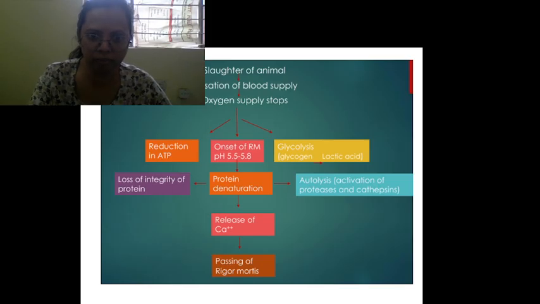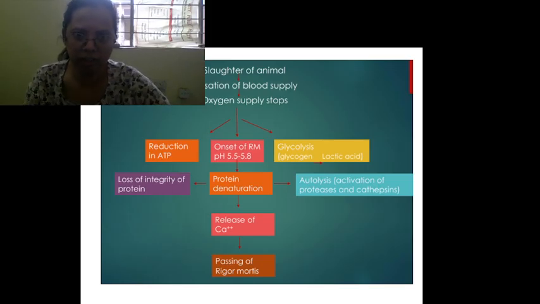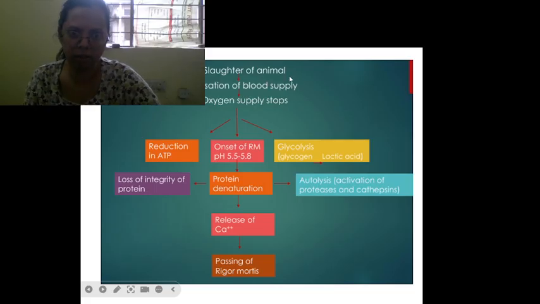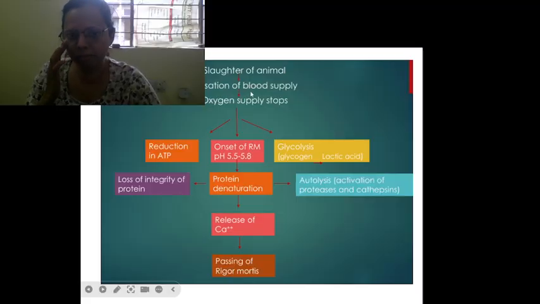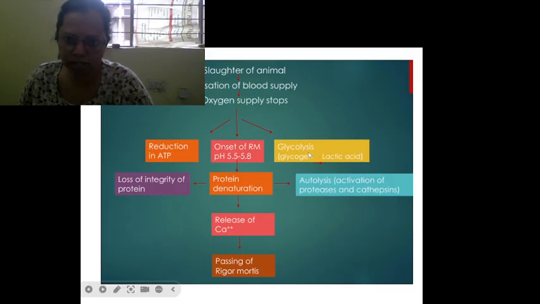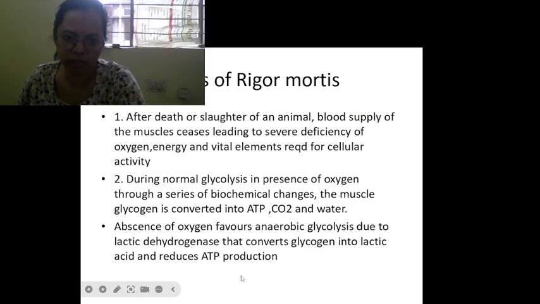So here you can see what happens. Slaughter happens, blood supply stops and oxygen supply stops, due to which ATP reduces and anaerobic glycolysis happens. Glycogen is not converted to ATP, carbon dioxide and water. It is converted to lactic acid, and this reduces the pH. The pH becomes 5.5 to 5.8. Then protein denaturation takes place, autolysis takes place, release of calcium ions, and the rigor mortis passes. So this is your rigor mortis and examination of lymph nodes.